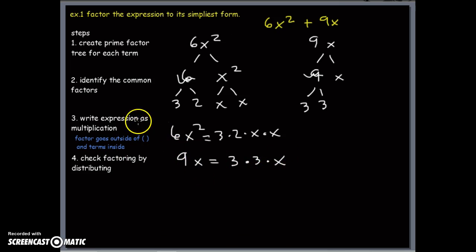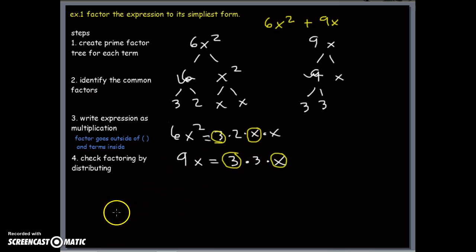So now the second step is to identify the common factors. The common factors are the same numbers or variables that they share that are being multiplied. So if you look at both of them, you can see that both expressions have a 3 that's being multiplied, and both expressions have an x that's being multiplied. So the common factor for these two expressions is 3x. So that's what we're going to factor out.